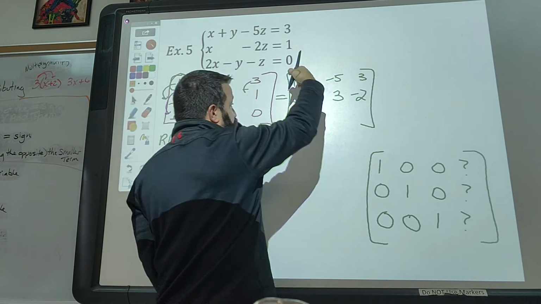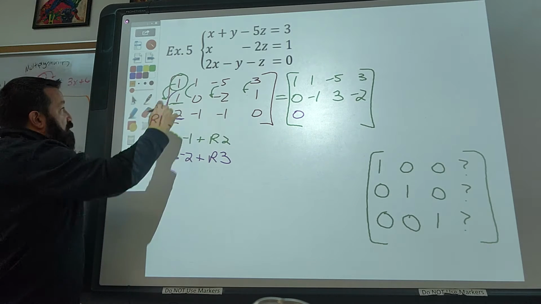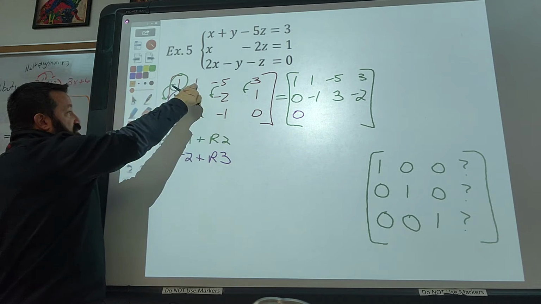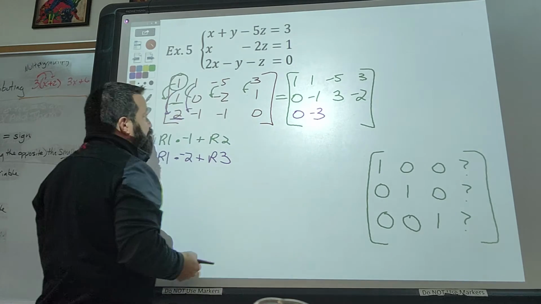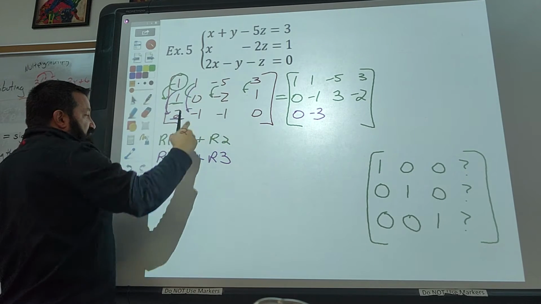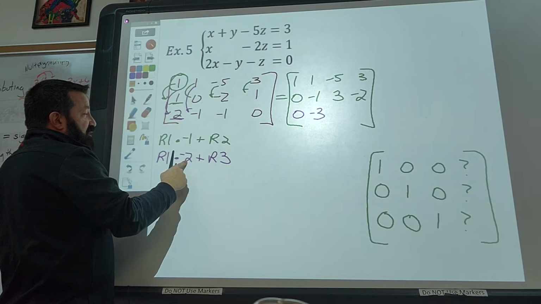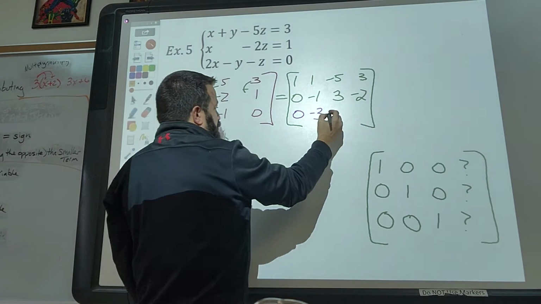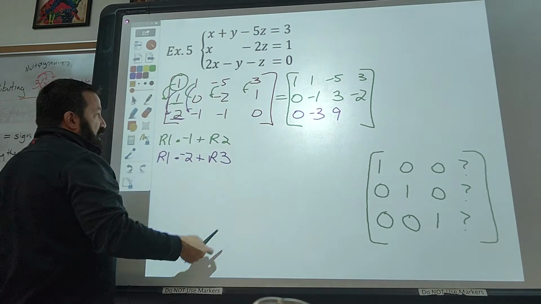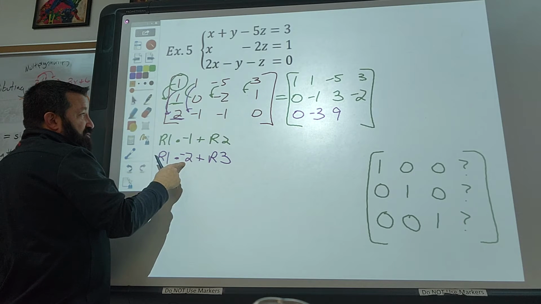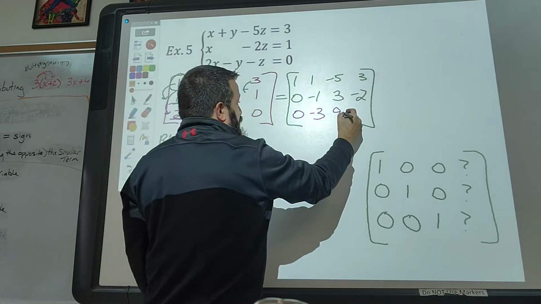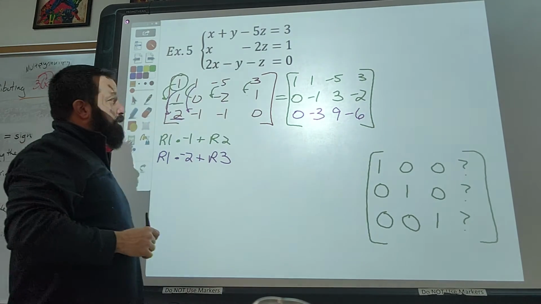So as I go to the next one, 1 times negative 2 plus 2 gives me the 0 as I need, because I'm trying to finish this column out. So I do the same thing here. 1 times negative 2 is negative 2, plus the negative 1 would be a negative 3. Negative 5 times negative 2 would be a positive 10. 10 plus the negative 1 is 9. And then 3 times negative 2 is negative 6, plus the 0 would be a negative 6 there.